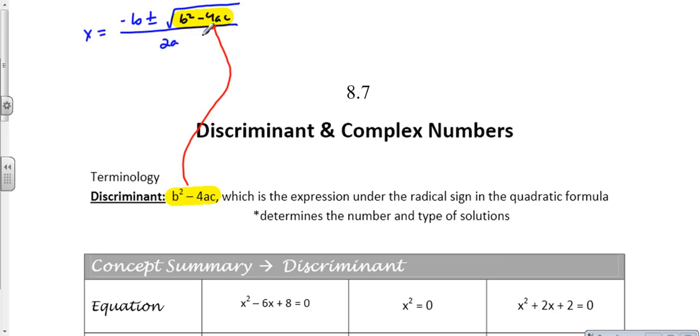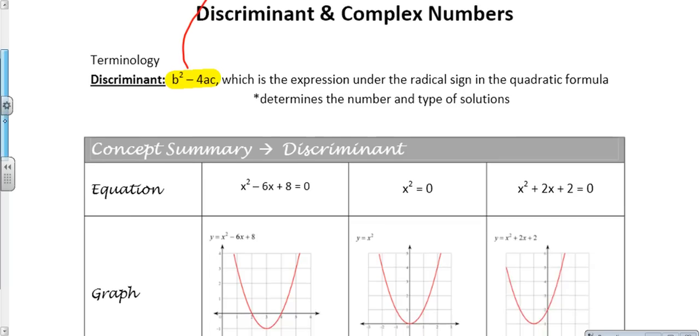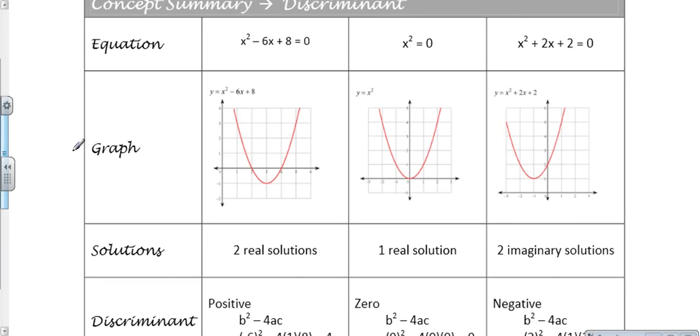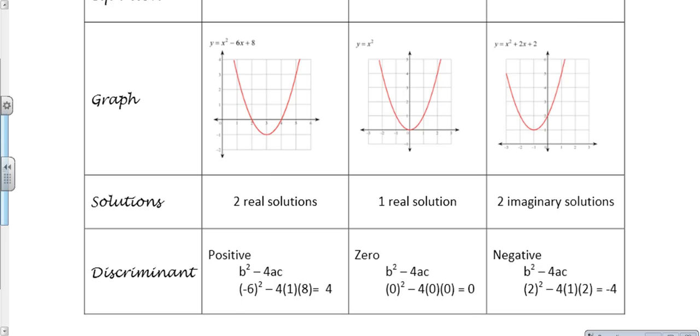And you can tell a lot about what your solutions will be like if you know what number is inside the root. The table below gives us a good idea, or summarizes and puts together, what the discriminant actually tells us. Here we have three different equations, the graphs of those three equations, and what it looks like. Now if we look at this closely, we know that when we have a graph like this, these are called the zeros, the roots, the solutions.